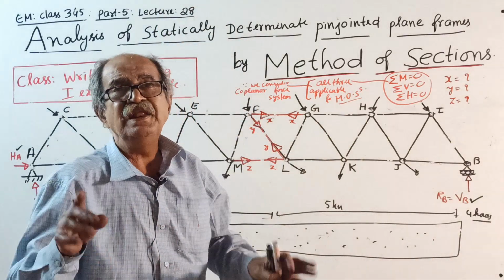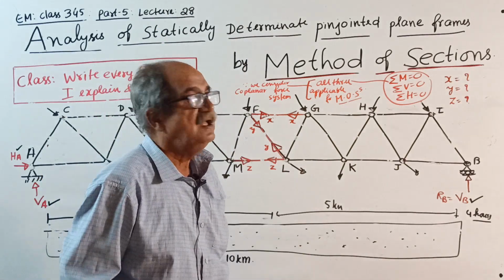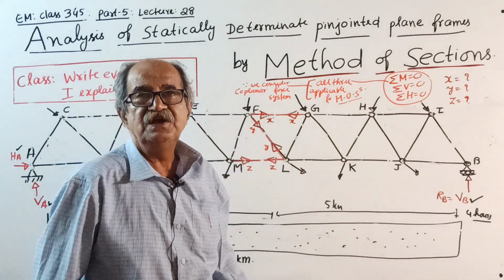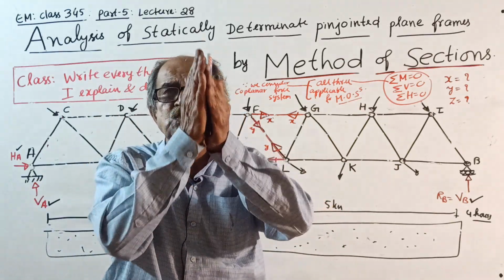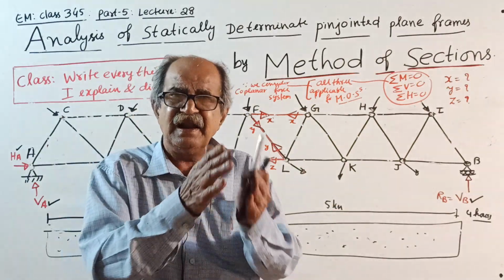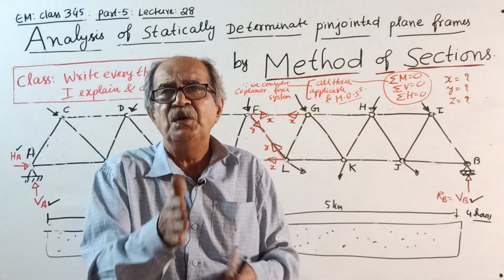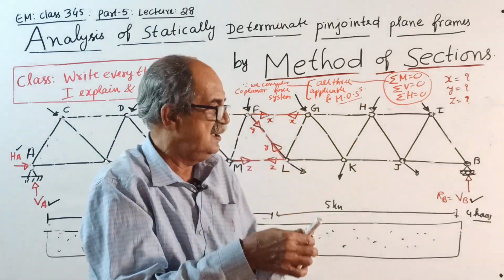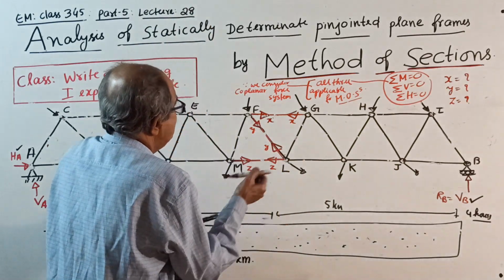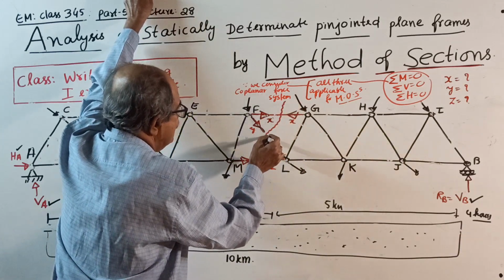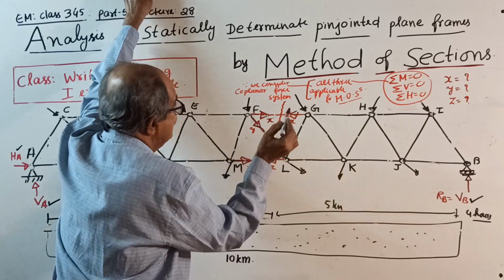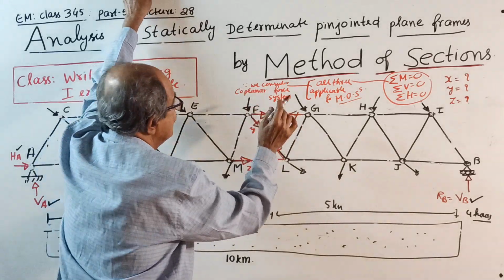Now see, what is the method of sections? I will tell now. In the method of sections, we divide the pin-jointed frame into 2 parts, not equal parts, randomly, 2 parts by passing a section. I will do one thing now. I will take a section here. Random will do, no problem. Say some name for the section.